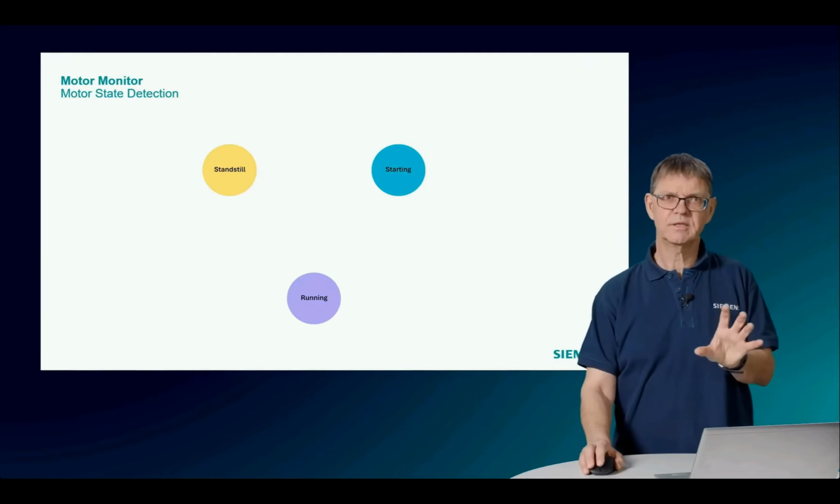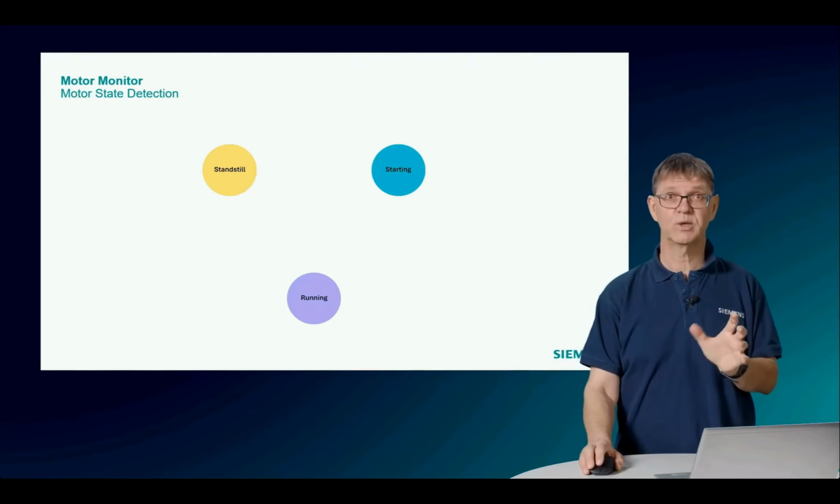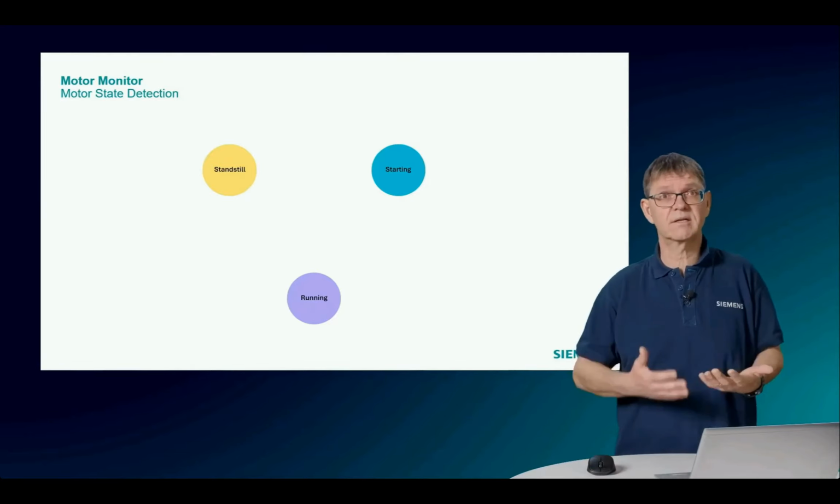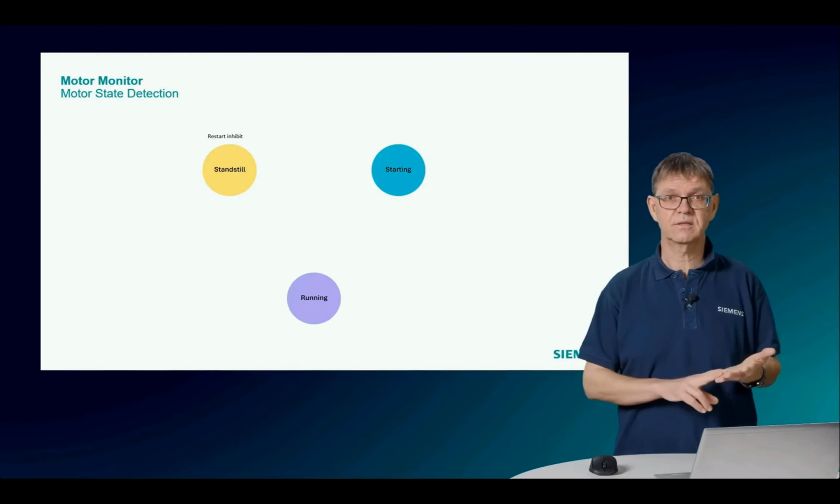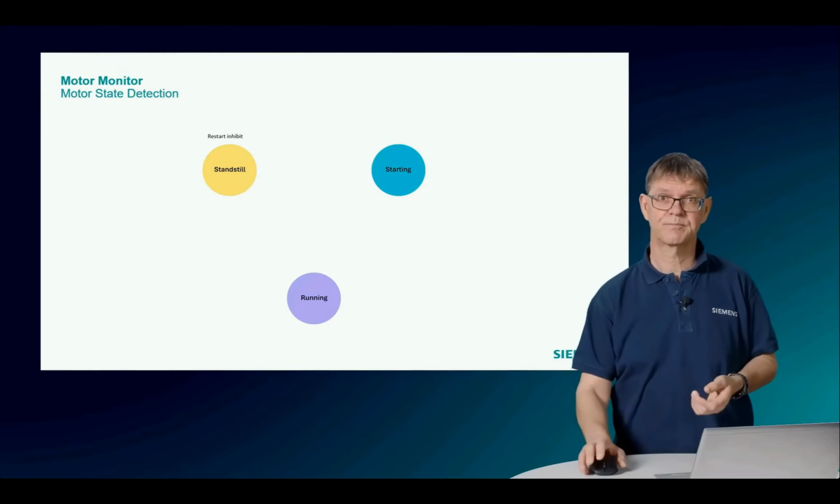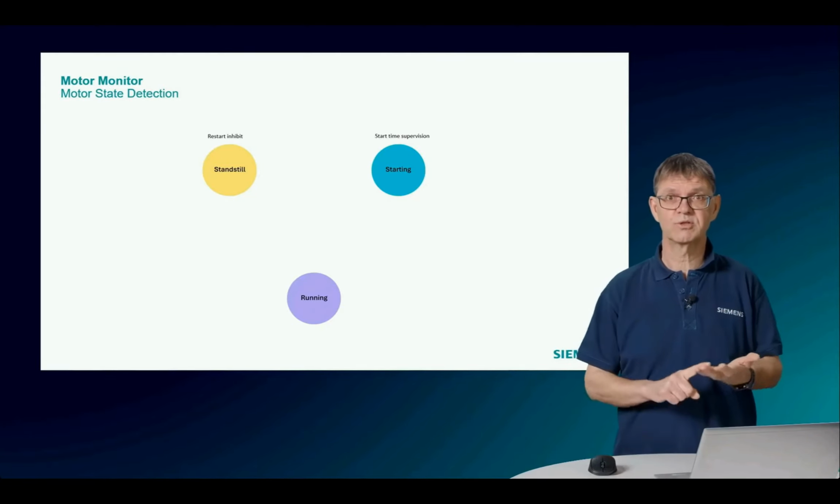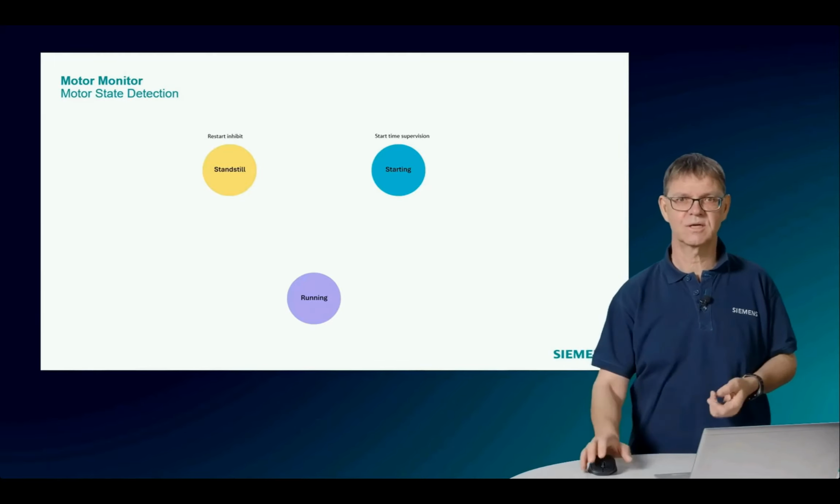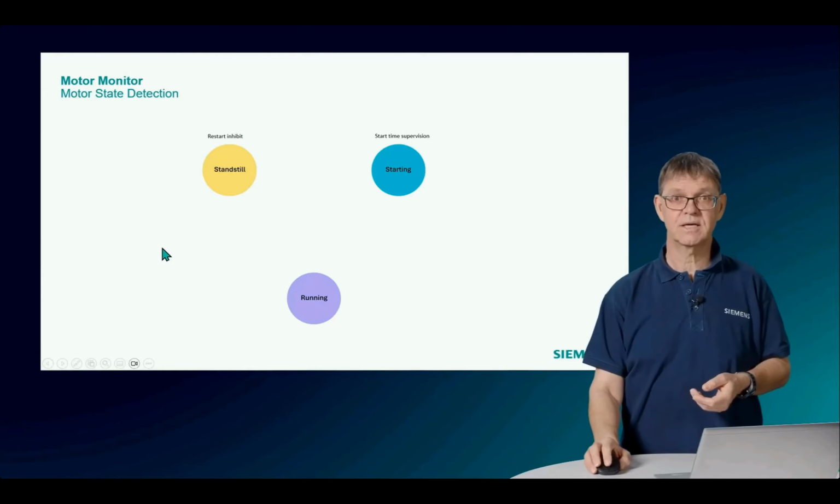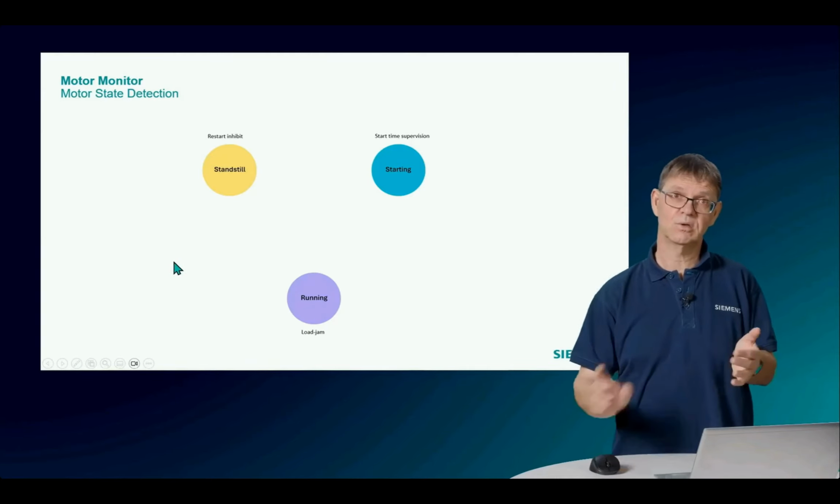Why do we need that? Because depending on these states, we have protection functions which are active only in that stage. And this is, for standstill, the restart inhibit function. For the starting time supervision, it's the starting state which is necessary. And in the running state, and only in the running state, our load jam protection is active.